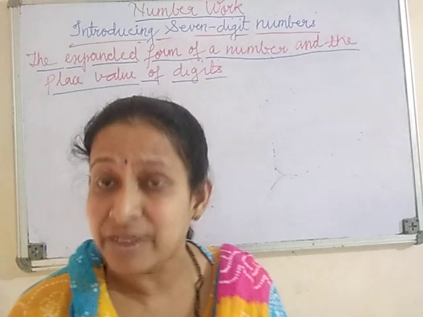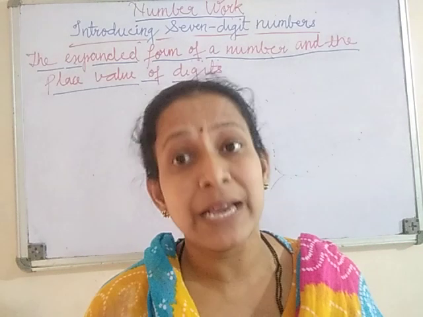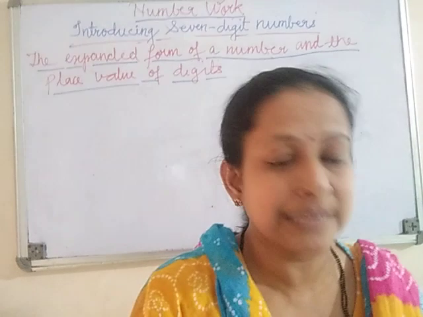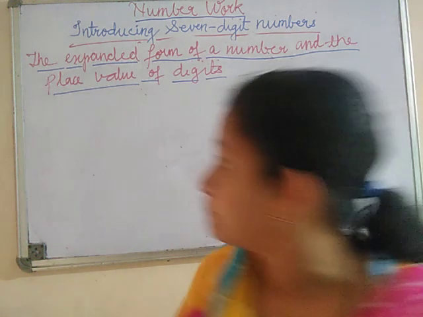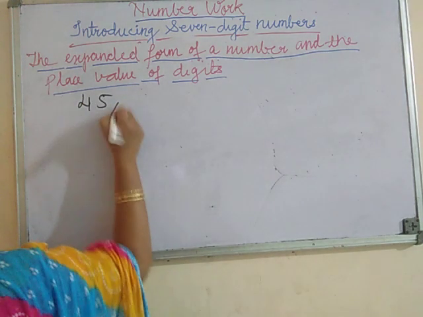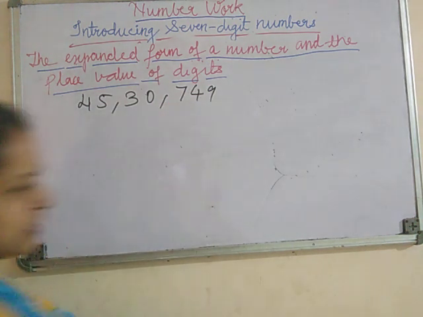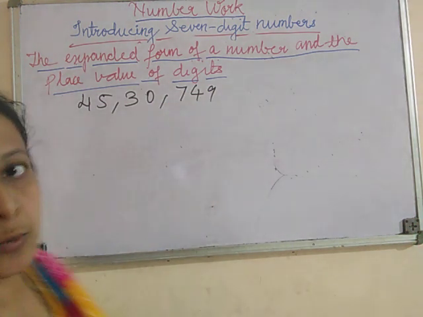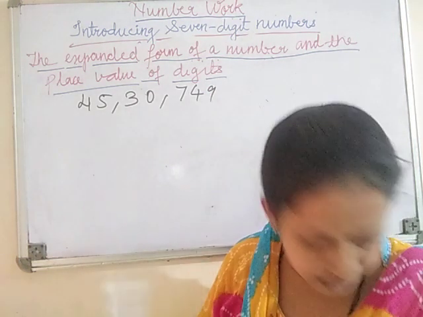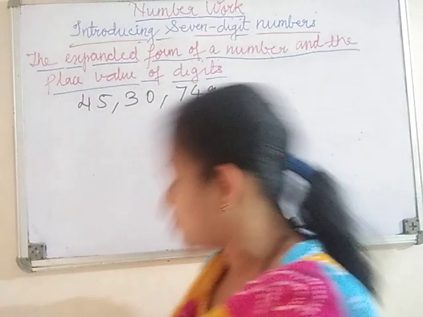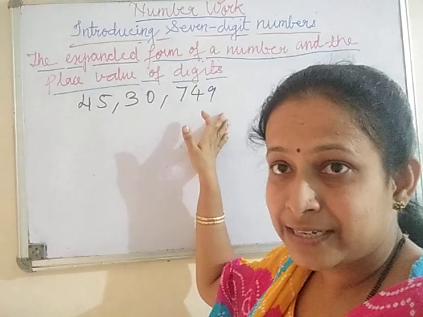I will take one 7-digit number and then we will say what its place name and place value are. Right, students? So let's take an example of a 7-digit number. I will take one example here, that is 4530749. This is a random number that I have taken. Now what we have to do is write the place name and the place value of this. You are supposed to write the digits first. Altogether there are 7 digits.